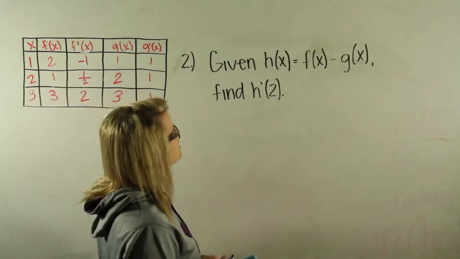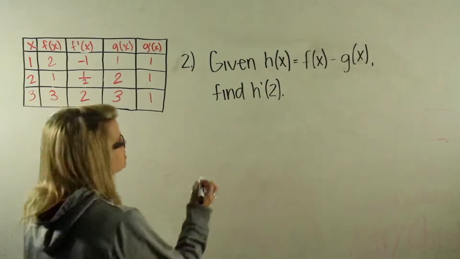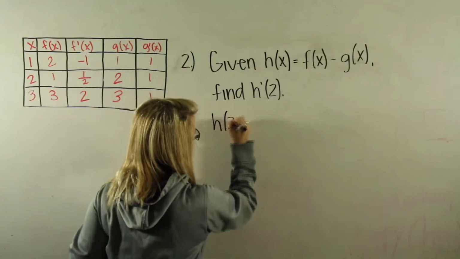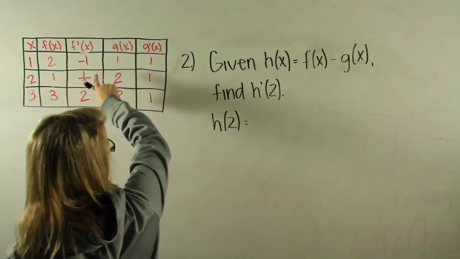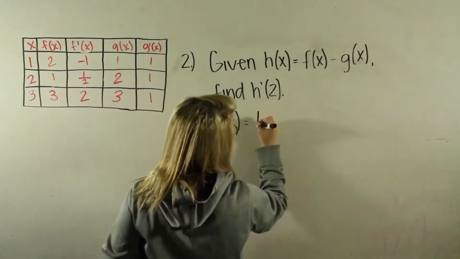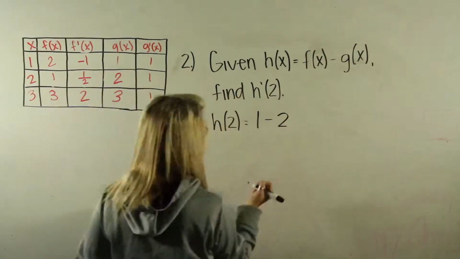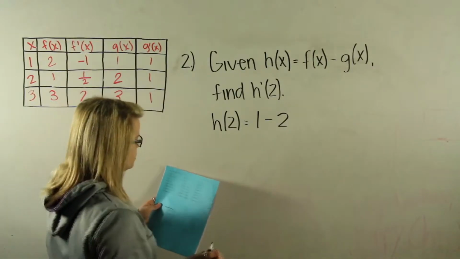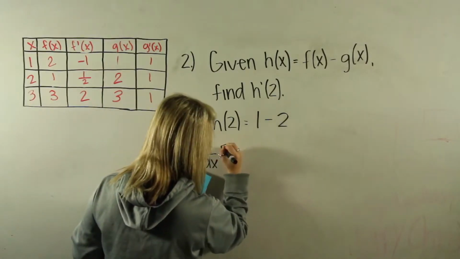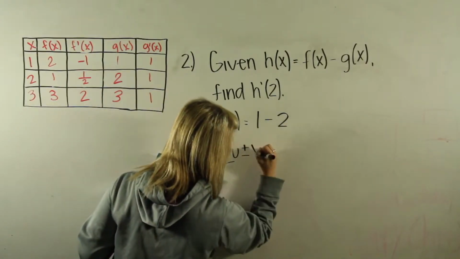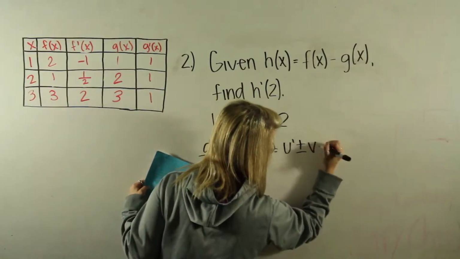So on number 2 it says given h of x equals f of x minus g of x, find h prime of 2. So what we're going to do is say h of 2 equals f of x, so your x is 2, and you find it, so it's 1, minus, and then you go to g of x, 2. And then now you're going to go to your blue sheet and use rule number 2, the same one as we did on number 1, and it says d over dx of u plus or minus v equals u prime plus or minus v prime.